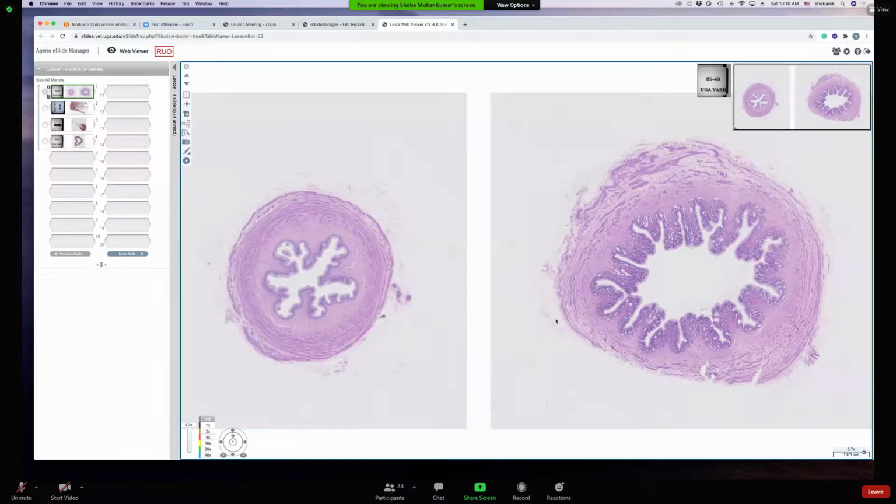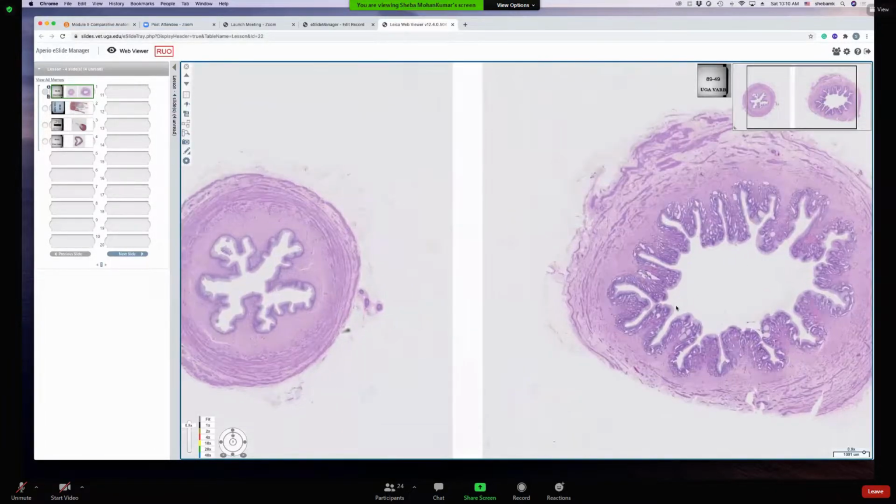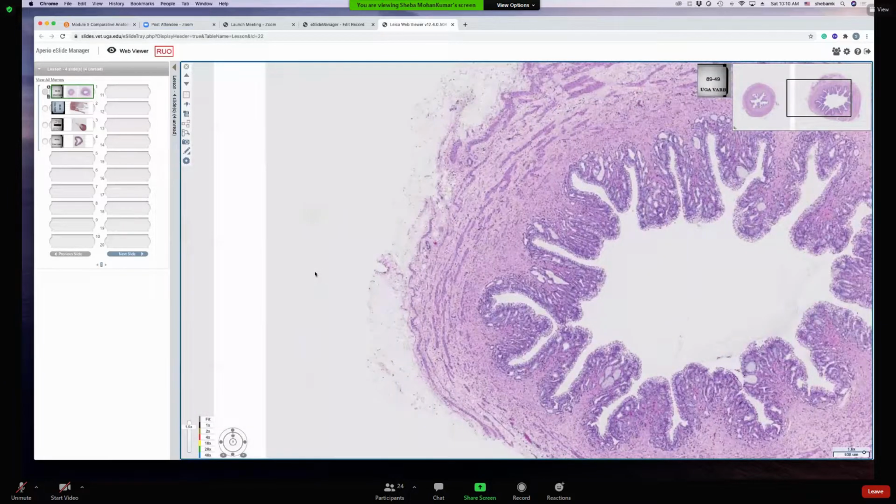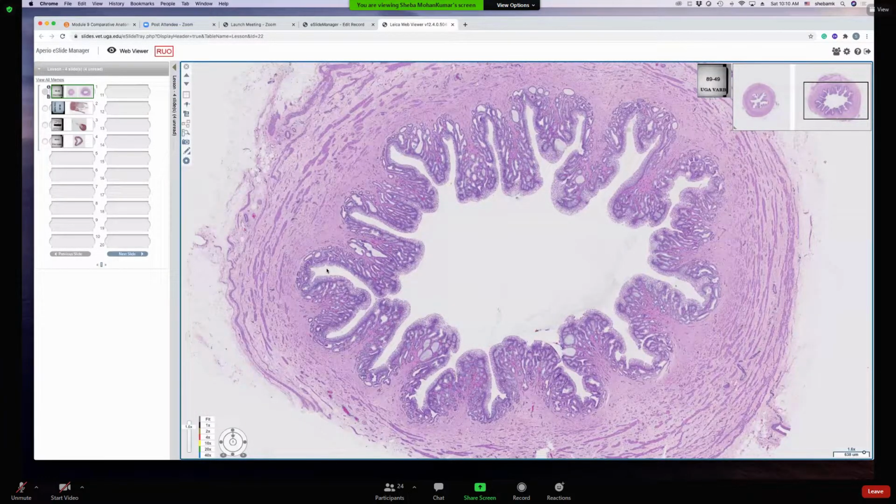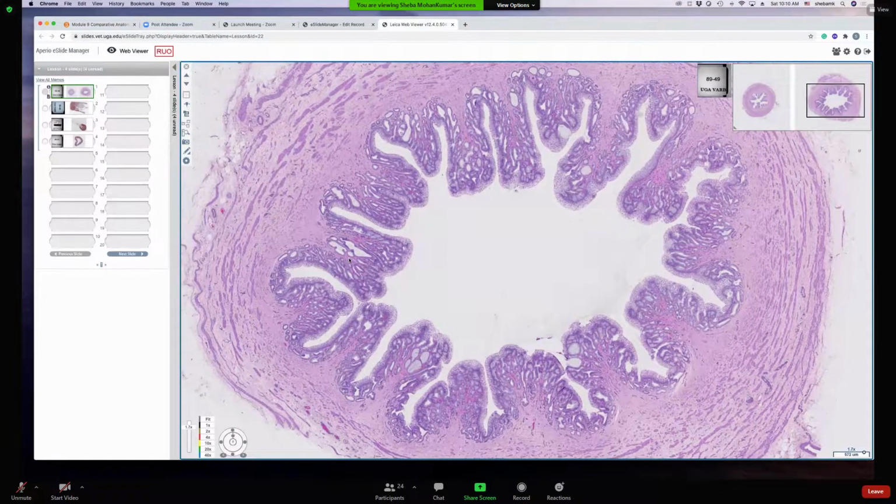Okay, so tell me what this section is of. Ureter? This is the ureter. From what species? This is from a horse, okay? Fine. How do we know that?